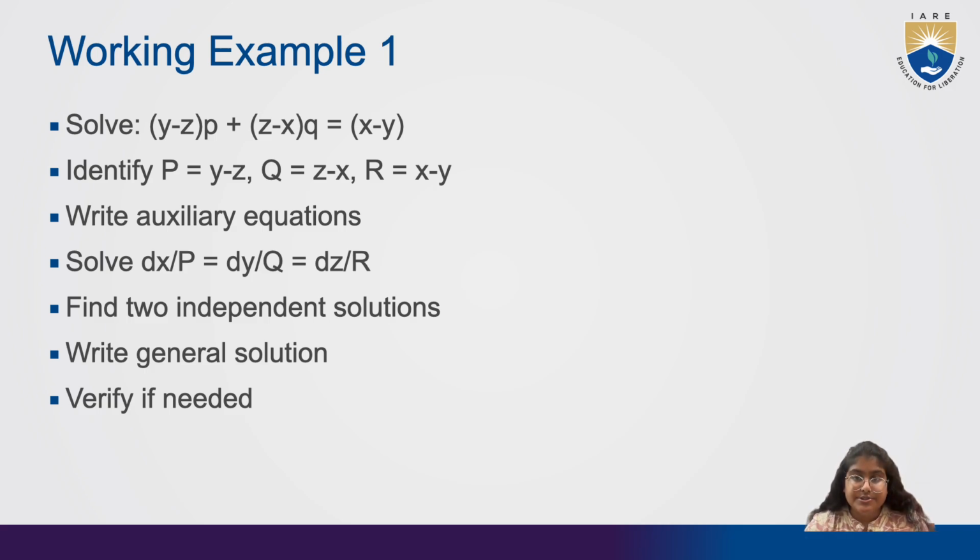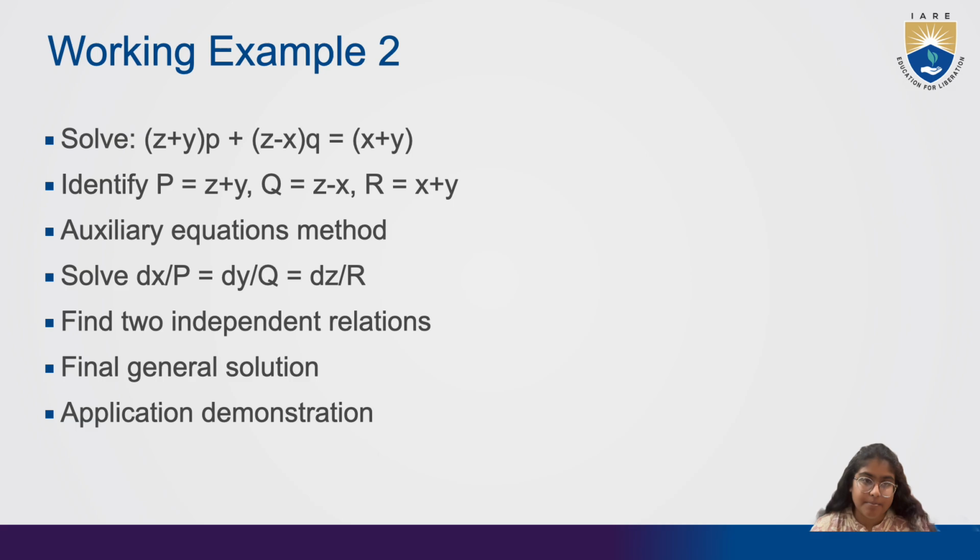Solving these two ratios at a time gives us two independent relationships. Typically, we solve the first two ratios first and pair the second and third, or the first and third. After integrating, we get two independent functions u and v, which involve x, y, and z. Then the general solution is phi of u comma v is equal to 0, where phi is an arbitrary function determined by boundary conditions or specific problem requirements.